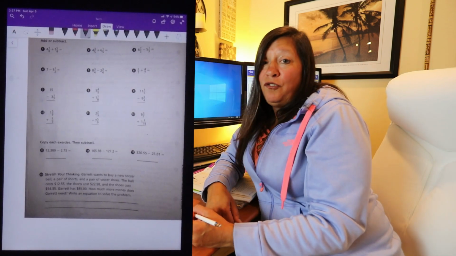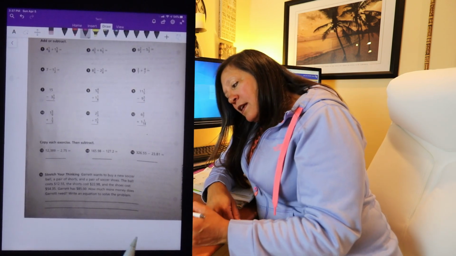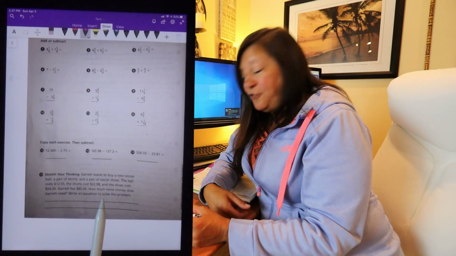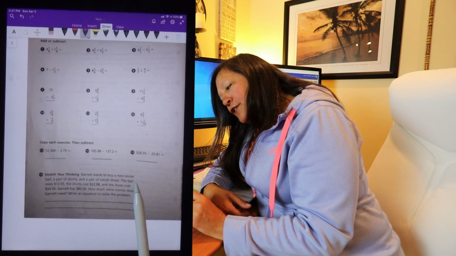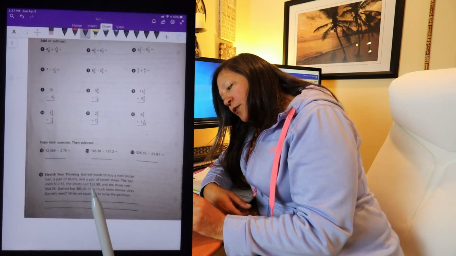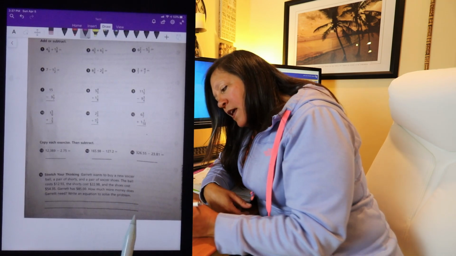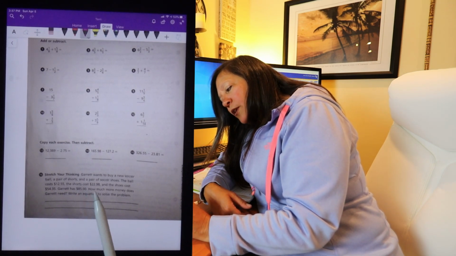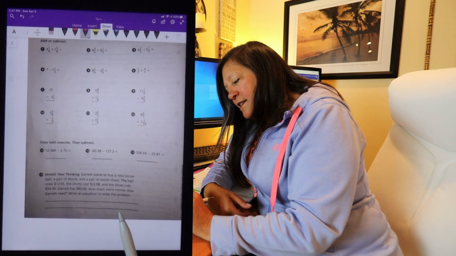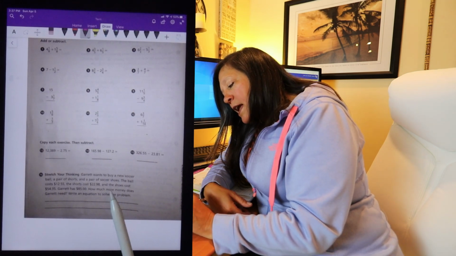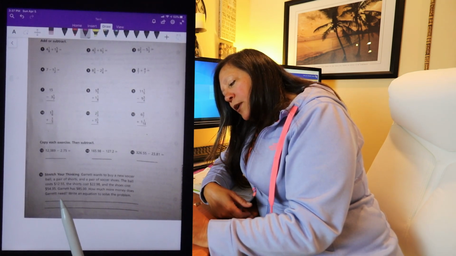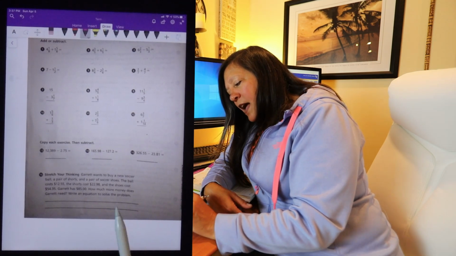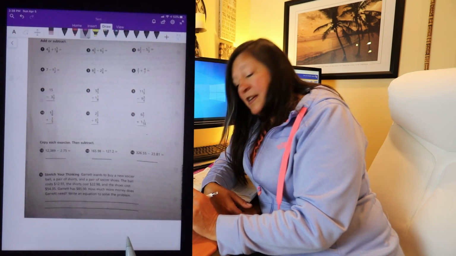And then I wanted you to do the stretch your thinking. That's why I picked evens. So let's go ahead and read this over. Garrett, isn't that interesting, wants to buy a new soccer ball, a pair of shorts, and a pair of soccer shoes. The ball costs $12.55. The shorts cost $22.98, and the shoes cost $54.35. Garrett has $85. How much more money does Garrett need?